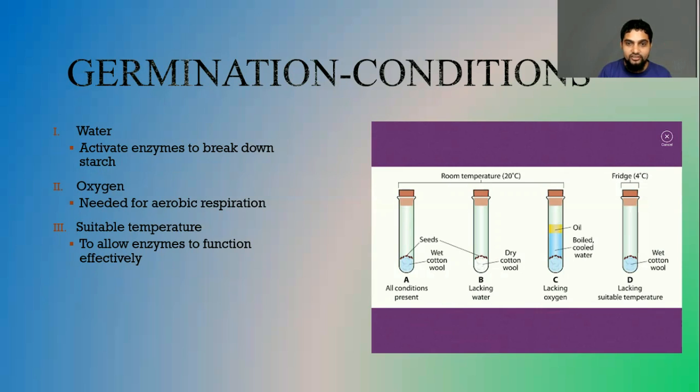So these conditions are placed in room temperature, which is around 20 to 25 degrees Celsius, and you should expect that one of them will germinate. Which one do you think will germinate? Well, it's A, where all conditions are present. What about C? Do you think the seed will germinate in C? No, C does not have the oxygen that's required for germination to occur. And what about D? In D, the test tube is placed in a fridge, therefore the temperature will be lower, and that will not allow germination to occur.